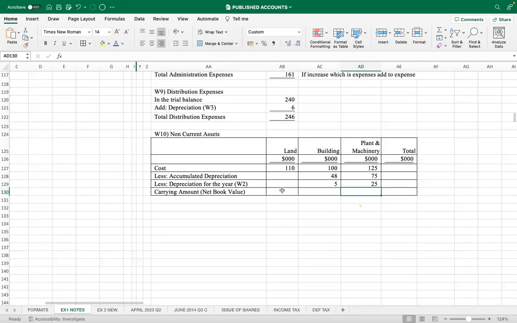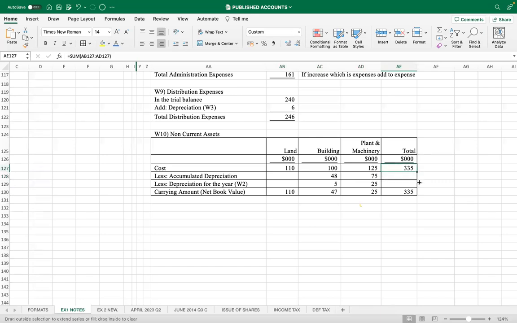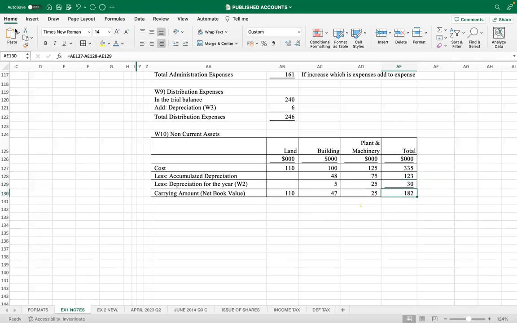So we can get the net book value: 110 minus accumulated depreciation brought forward minus depreciation for the year. So it gives you 110. So we have that, and it makes our work there very easy.